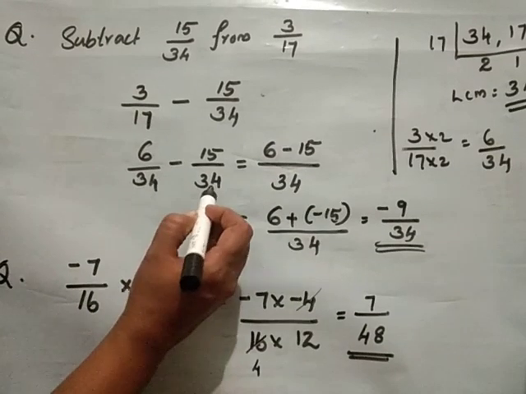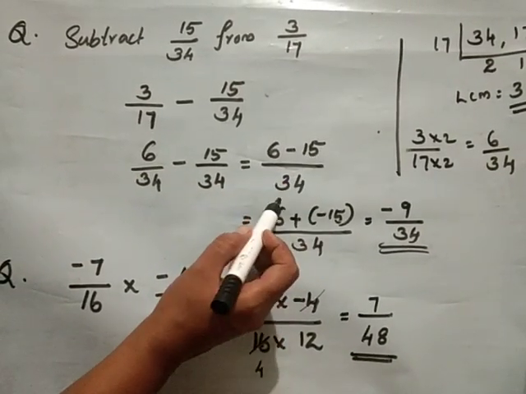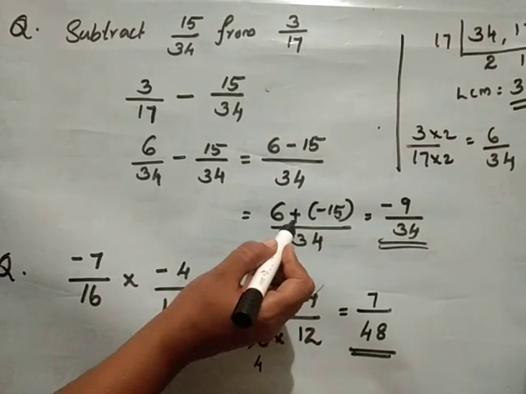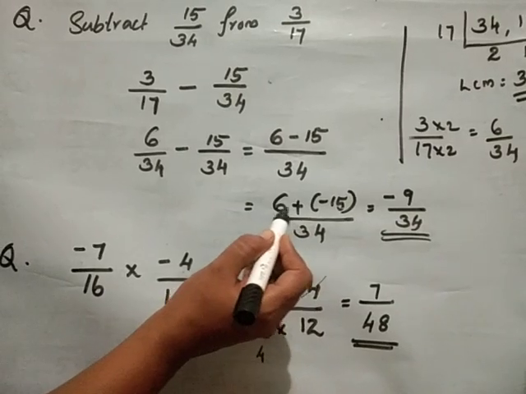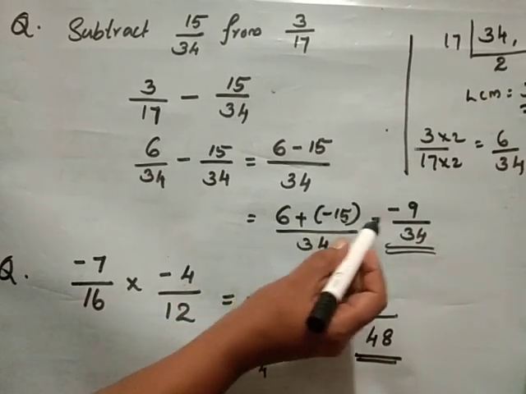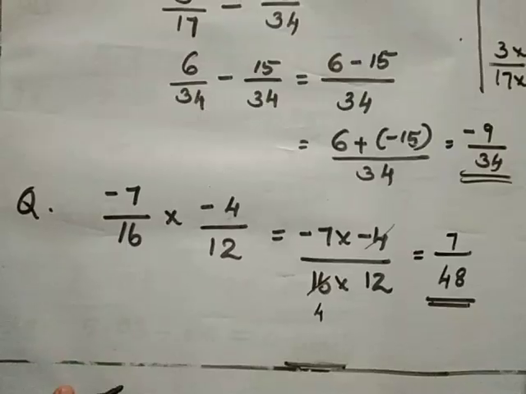Then the denominators are the same. What do we do? Subtract the numerators. 6 minus 15 by 34. How to subtract this? Subtract means add with the additive inverse. 6 plus negative 15 by 34. 6 plus negative 15 is negative 9. Negative 9 by 34 is the answer.